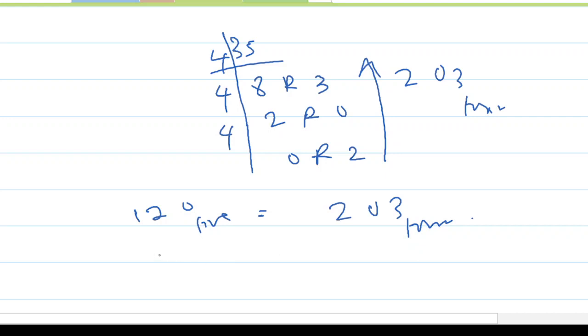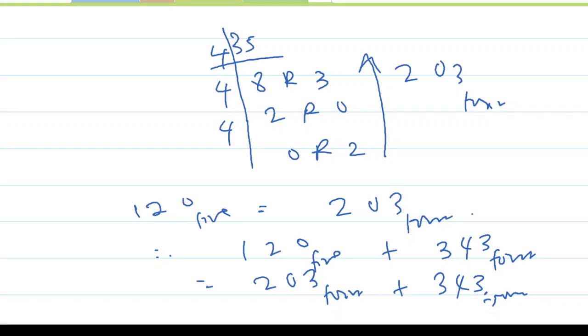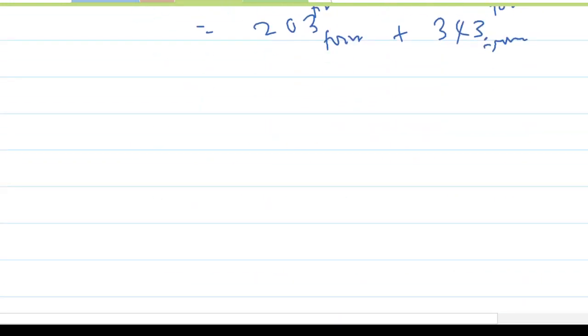So it means I can rewrite my question, which is 120 base 5 plus 343 base 4, as 203 base 4 plus 343 base 4. Since the question asked me to leave my answer in the smaller base.